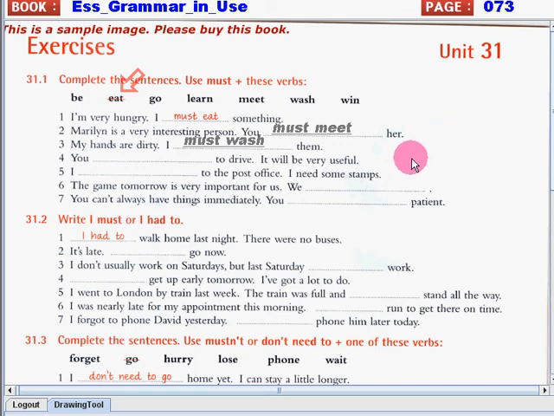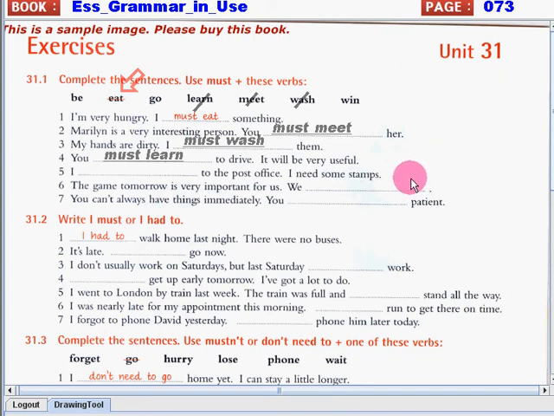Now number four, you blank to drive. It will be very useful. What do you think is the verb that we must use in this sentence? Very good, everyone. You must learn to drive. It will be very useful. Okay, must learn. Number five, I blank to the post office.